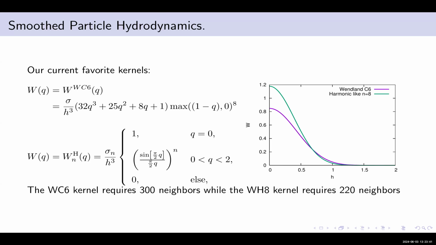I'm sorry, q is the radius? q is the distance between the two particles in units of the smoothing length. Okay, so it would be the r_ab that I had in the previous slide.